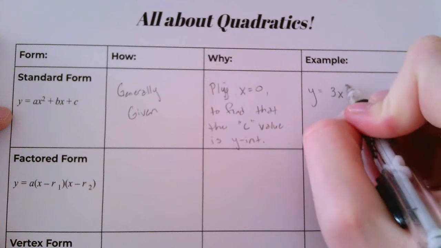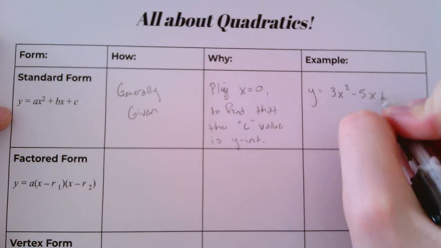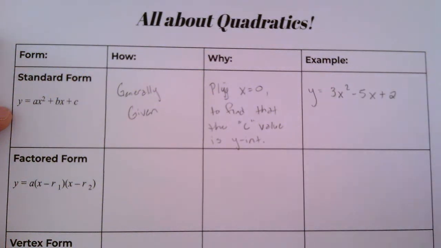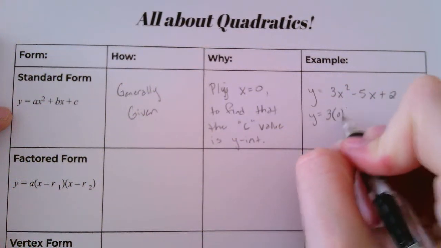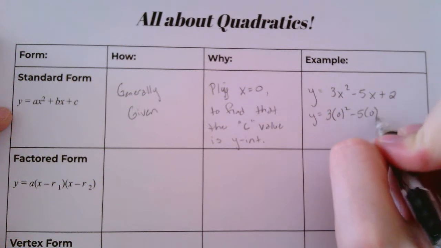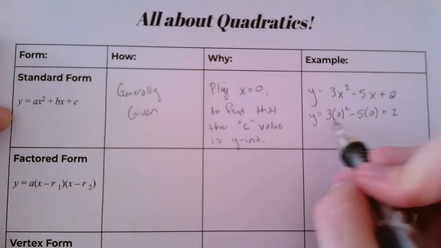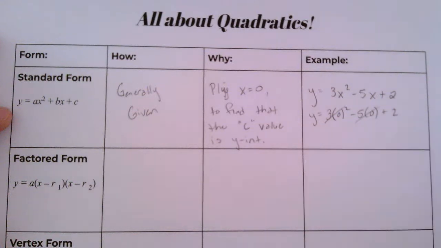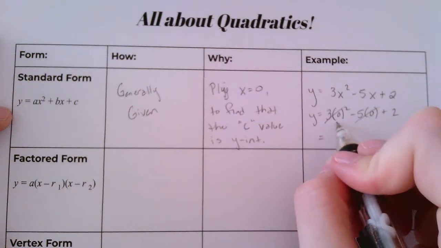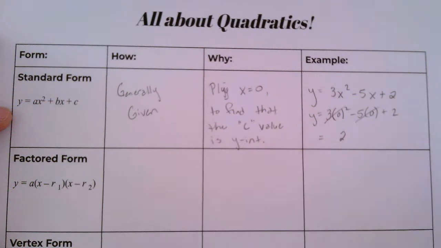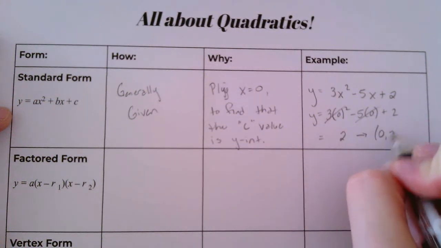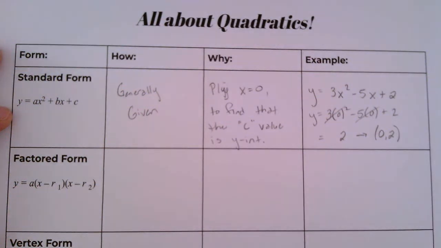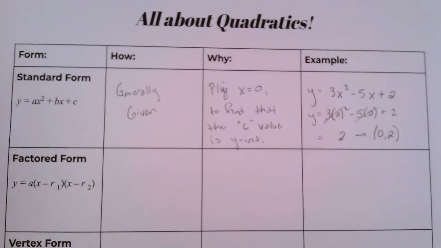I want to show you in a quick little example how that looks. So let's say we were given a quadratic in standard form like this. The cool thing about it is that when we plug in 0 for x, 0 squared minus 5 times 0 plus 2, essentially anything with an x next to it becomes a 0. And so I'm left with 0 minus 0 plus 2, which is just 2. And so that tells me that my y-intercept is (0, 2). Okay, so that's why we really care about standard form. It's generally given. You can find your y-intercept in a snap.